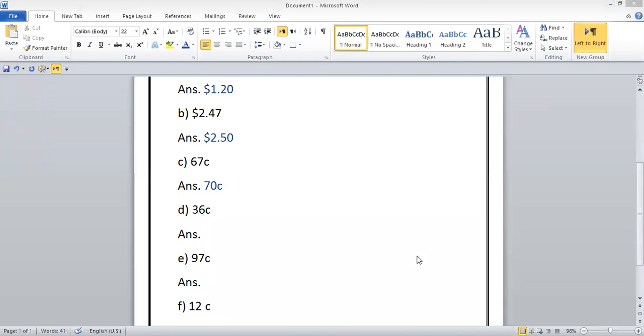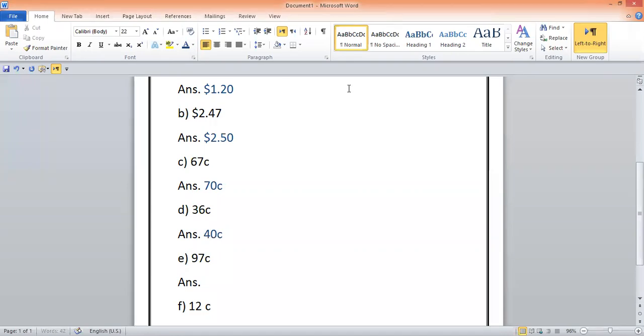Yes, guys. 36 cent. Round it off to the nearest 10 cent. 40 cents. Very good. Why 40? Because 6 is greater than 5. So you will add 1 in 3, making 4, and on the ones place, you know that when you round off to the nearest 10, it is always 0.